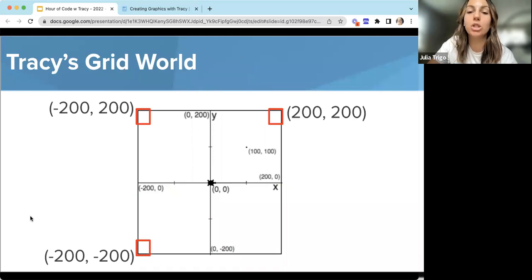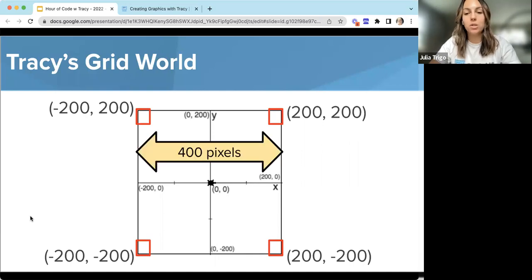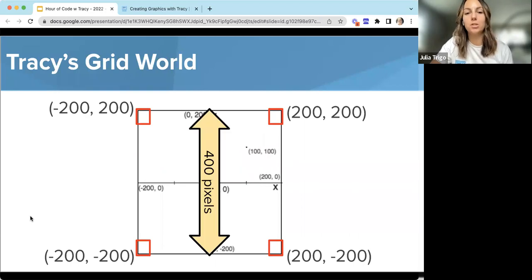And we know that she needs to stay within these coordinates in order to have our image be shown on our screen. What this means, if she can move forward 200 pixels and backwards 200 pixels, it means that the entire world she lives in is 400 pixels wide. And similarly, the world is 400 pixels tall. So this is the information about her world. This is what we need to know to get started.